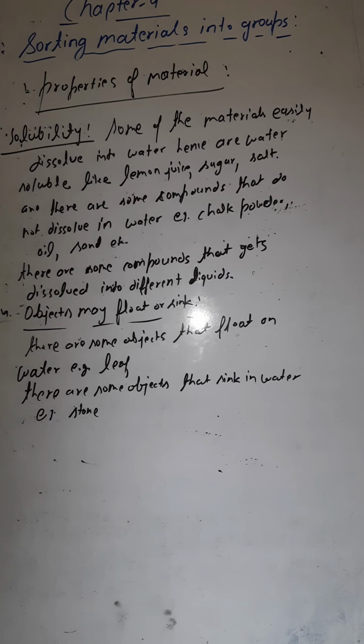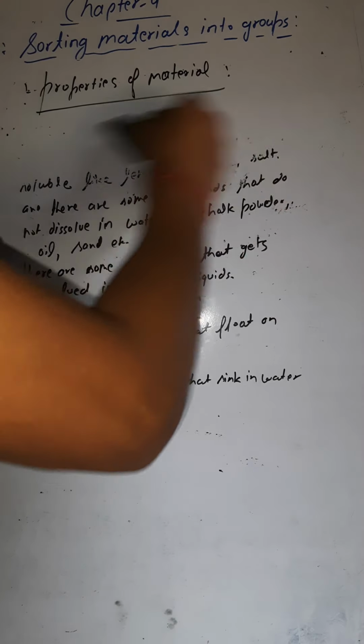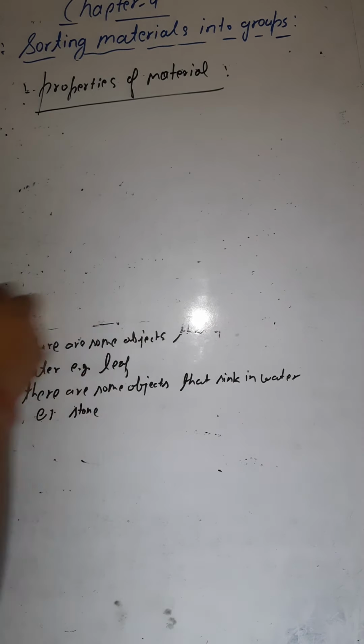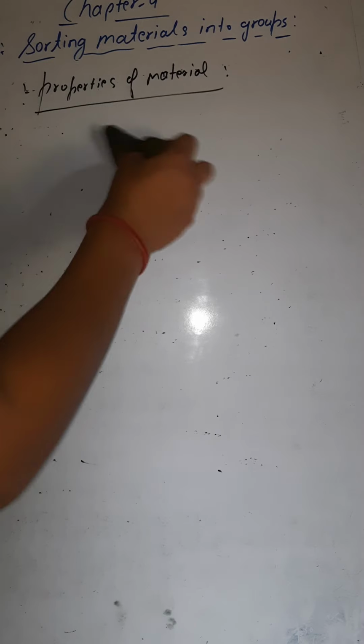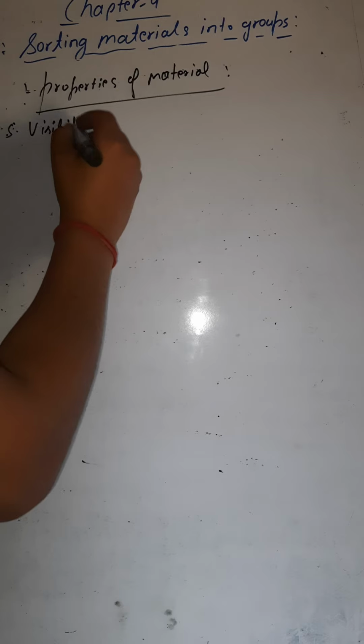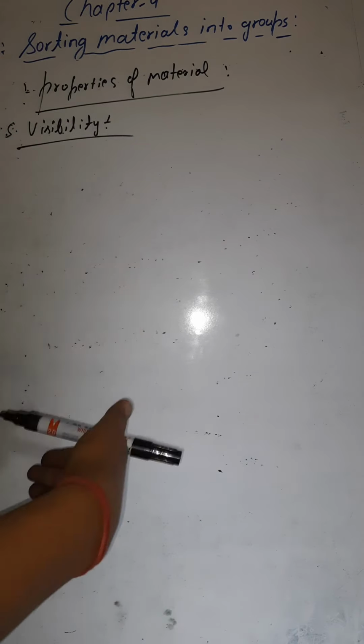Now we would be discussing the fifth and the last one, that is visibility. Write down the last property of the material, that is visibility. Visibility means there are some objects through which you can see. Suppose I put a glass sheet here, through this glass I can see clearly.